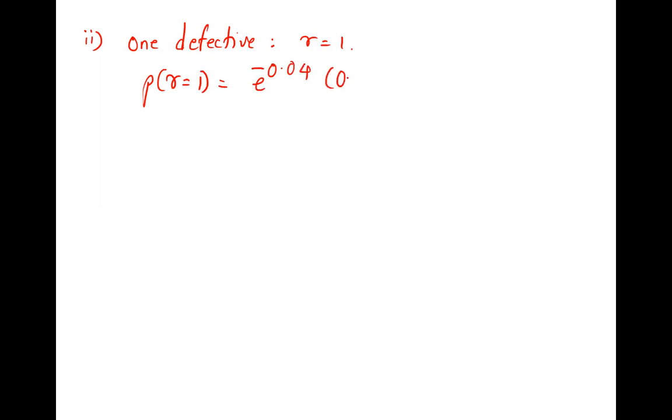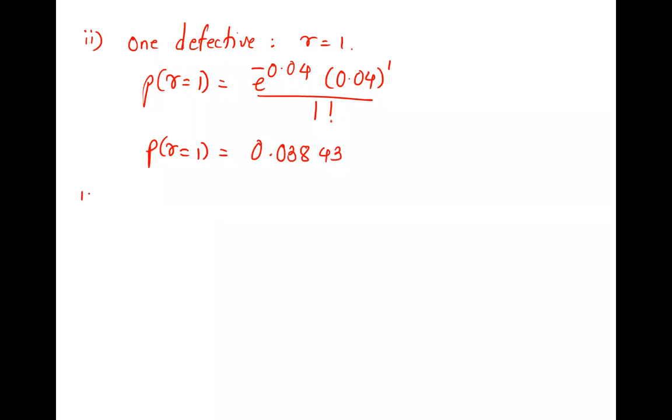Next, second, one defective. What is R here? Condition 1. So put there 1 for R and solve. E raised to minus Z, Z raised to R upon R factorial, 1 factorial. Do this. What is the answer? Please check. So probability of R is 1 is 0.0384, something. Very good.